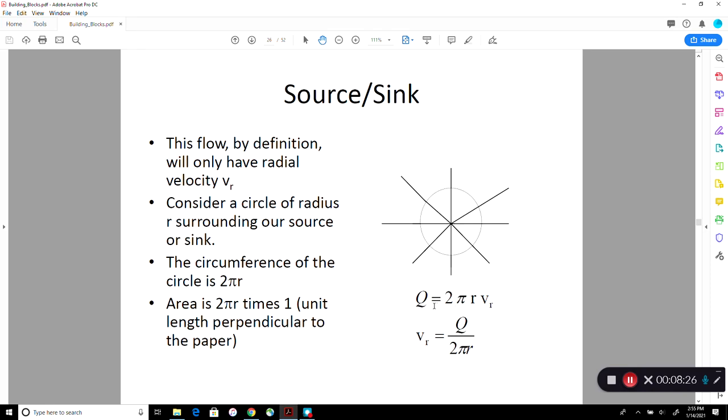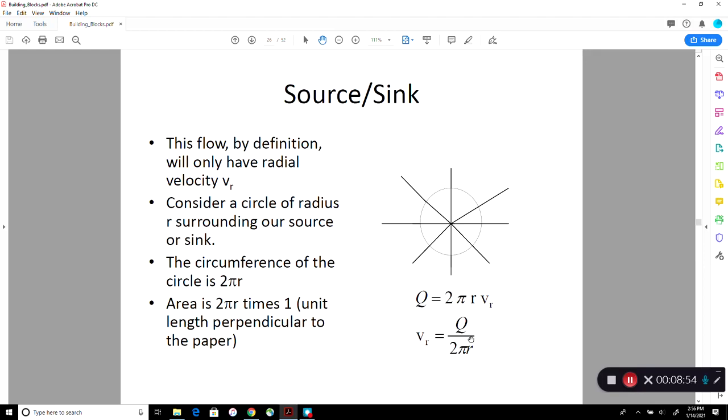So Q, the source strength, is the circumference, 2 pi r, times unit depth perpendicular to the plane of the paper, so this is the area, times the radial velocity. It's uniform in all directions, so nothing is changing. So V sub r is a constant as far as the theta direction goes. It does vary with r. So if you solve for V sub r, you get this dependency in the r direction.